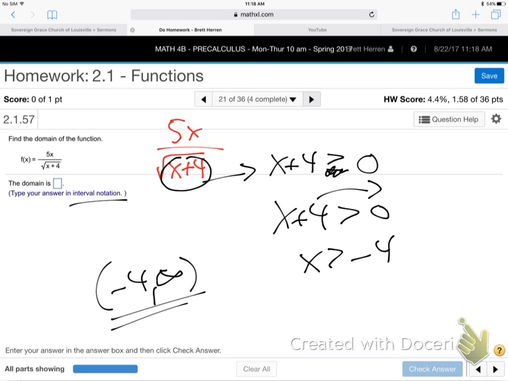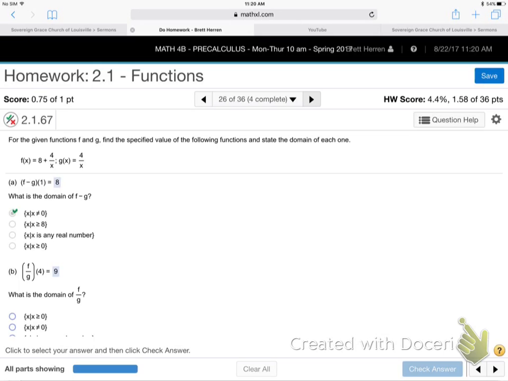on that? All right, I'm going to keep moving. There's just so many problems to do in so little time. All right, let's try this one. They want me to subtract those functions.